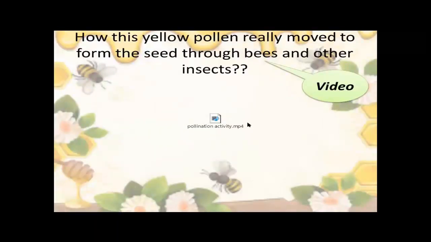In this video, you can see the pollination process and how the yellow sticky powder pollen moves from daddy flower to mommy flower in the pollination process, and how this pollinator, which is the insect or a bird or whatever, is very important for the plant to make its seed.